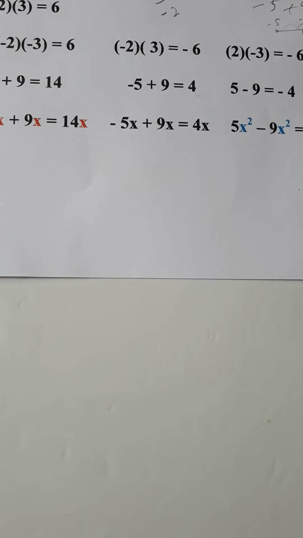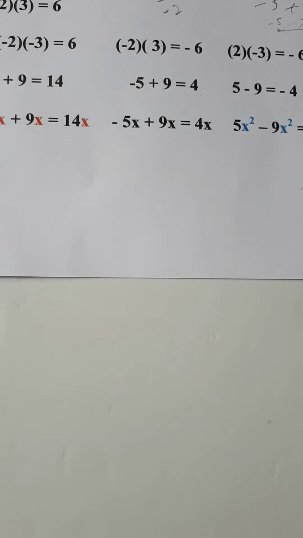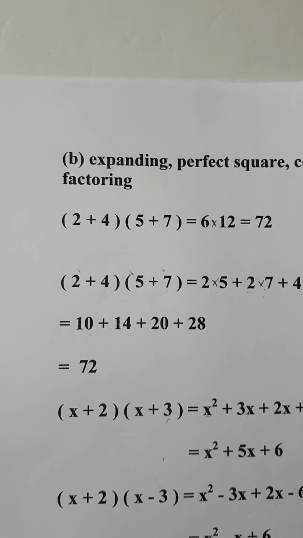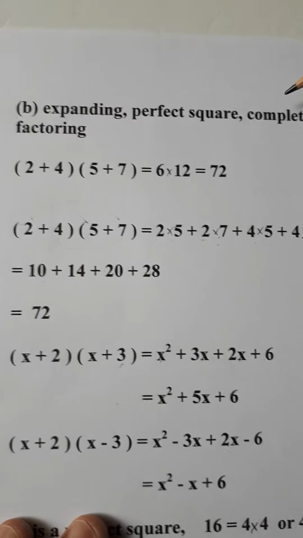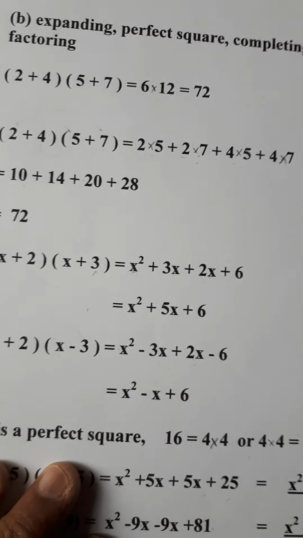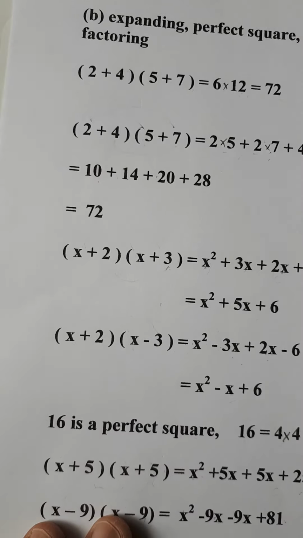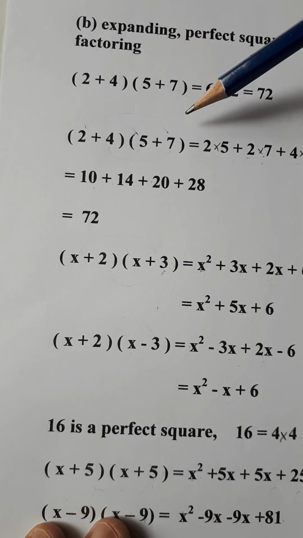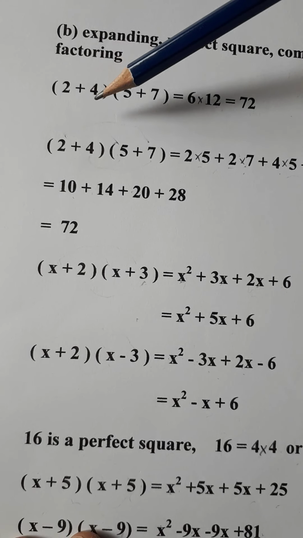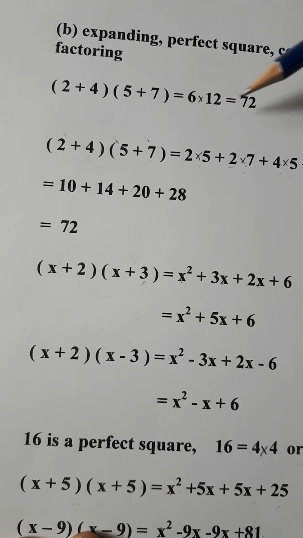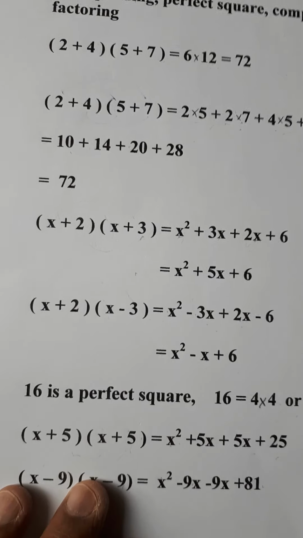Now let's go to our next section. That is our expanding lesson. Part B, expanding, perfect square and completing the square and factoring. Let's first see expanding. 2 plus 4, the whole thing multiplied by 5 plus 7. We know that 2 plus 4 is 6 times 5 plus 7 is 12. So the answer is 72. You can do that in a different way.